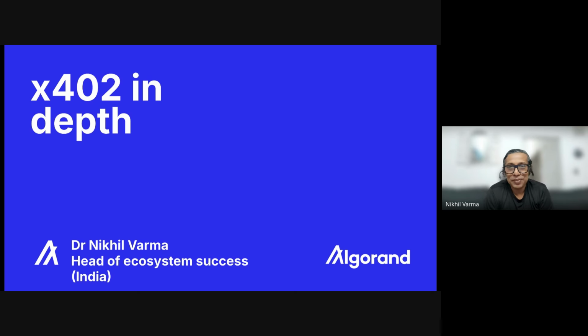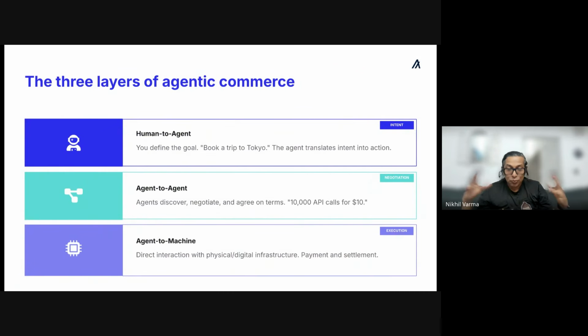The next slide, please. So just to understand how this whole agentic commerce comes into play, or what are the different layers of agentic commerce that I see, there are three distinct layers from what I view this as. One is the intent layer, which is basically the human to agent layer. Essentially, this is where the human presents their desire to do something, and then that desire gets translated into some kind of an actionable goal.